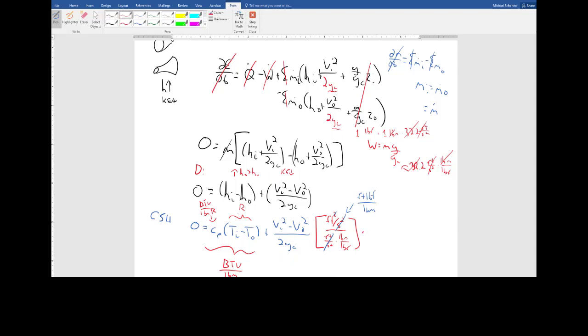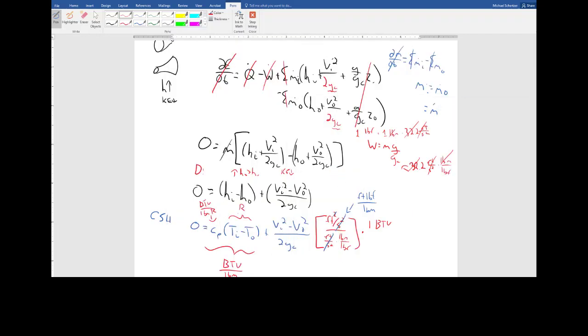So I now have to multiply this by 1 BTU. I can come over here again to my equation sheet, and it says that 1 BTU is equal to approximately 778 foot-pounds force. So this is 1 divided by 778 foot-pounds force. Now the foot-pounds are going to cancel with the foot-pounds, and I'm going to get BTU per pound mass. So the unit conversion here is a pain.